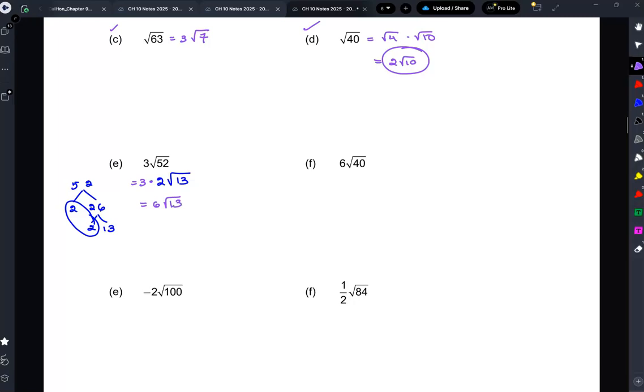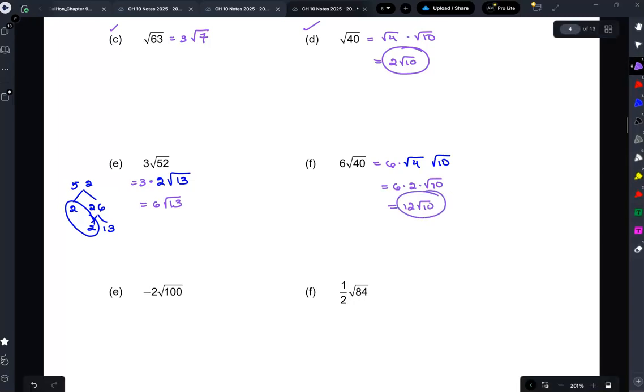Okay? Let's do this one. Let's do it the other way. So this one is 6 times, what's root 40? Root 4 and root 10. So this one, 6 times 2 times root 10, 12 root 10. Do you see this? So this number that's outside stays with it. Okay? This number that's outside stays with it.